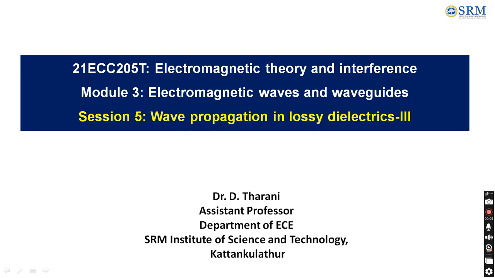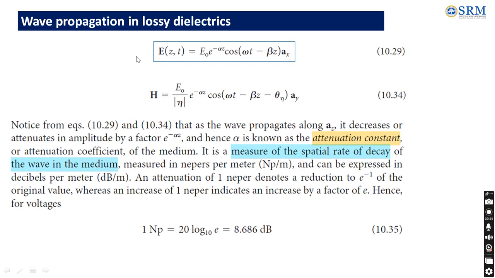In this session, we will complete our discussion about wave propagation in lossy dielectric by introducing one parameter called loss tangent of the medium. In the previous session, we found the expression for electric and magnetic field, and from this we can observe that as the wave propagates along the positive z direction, the wave amplitude is getting attenuated by a factor of e power minus alpha z. Here this alpha is known as attenuation constant, and it measures the spatial rate of decay of the wave in the medium.